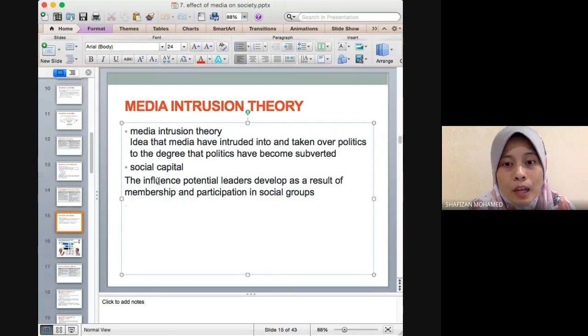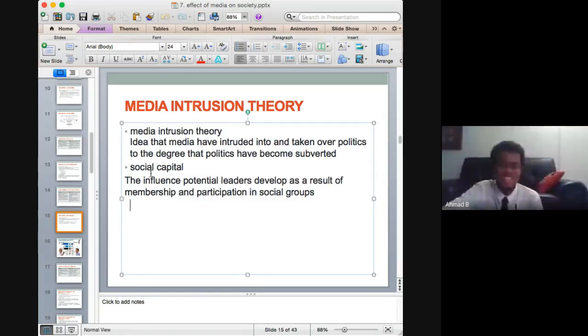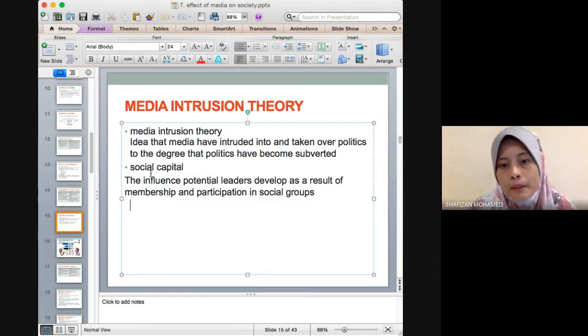Why is it important to have a LinkedIn account? So you can get linked, you can get support from other people. Can you follow? It's the same thing with politicians. They need to know people. They need to have good relationships with those around them. But today, through this theory, most politicians no longer focus on building this social capital.